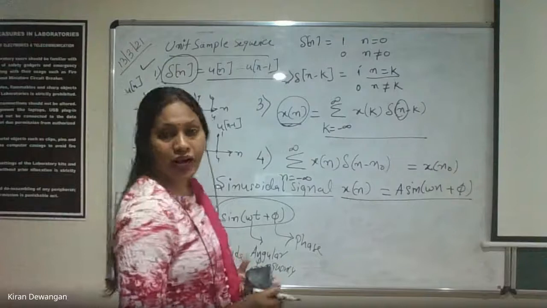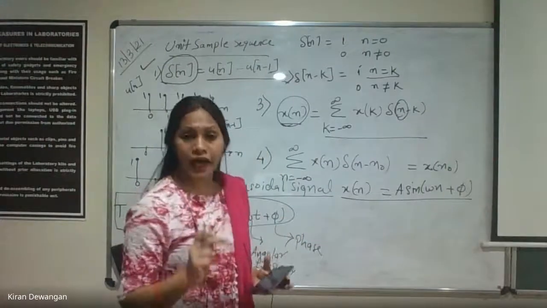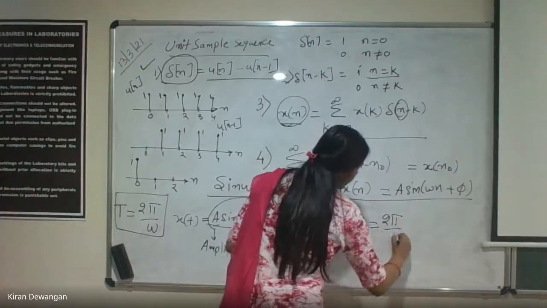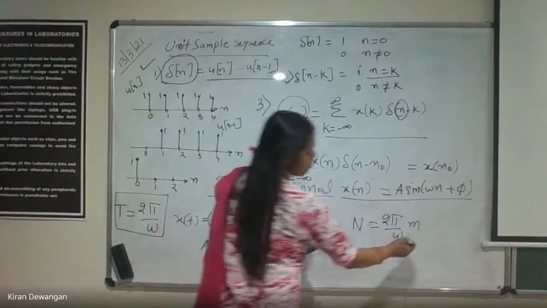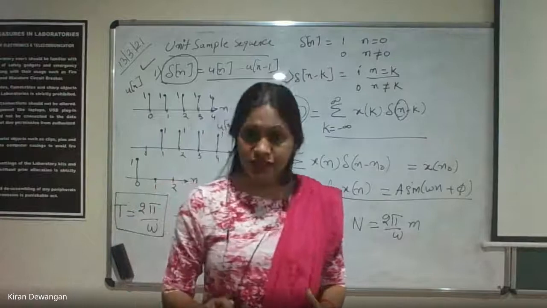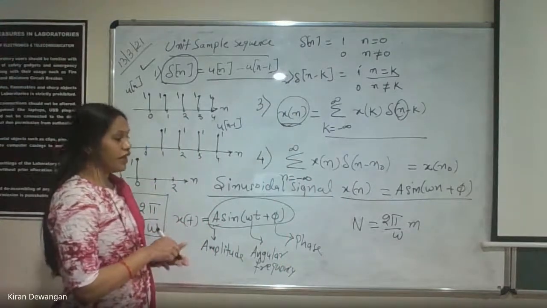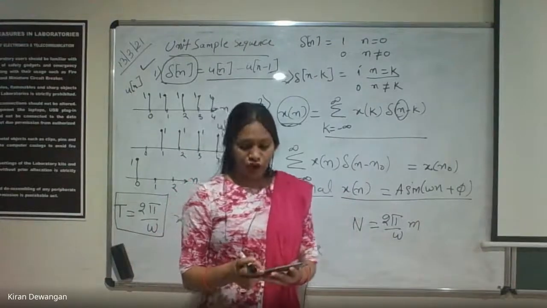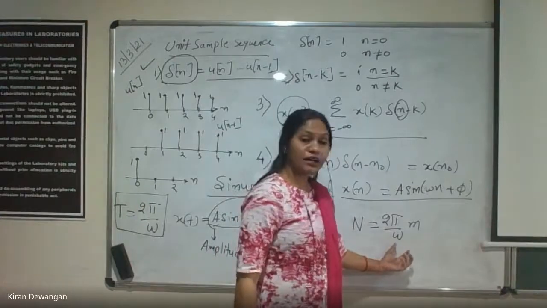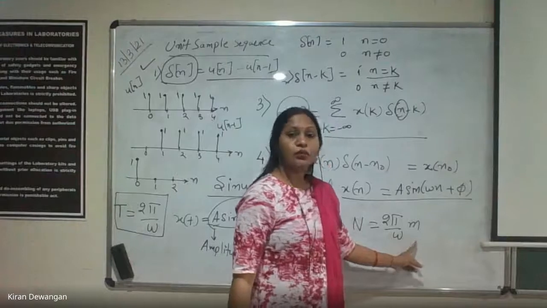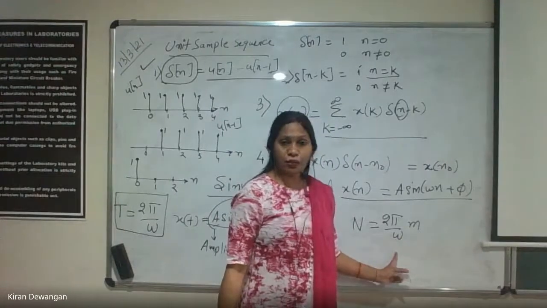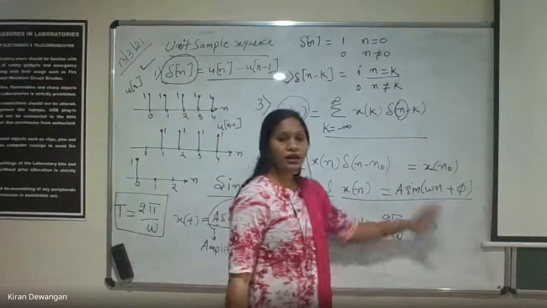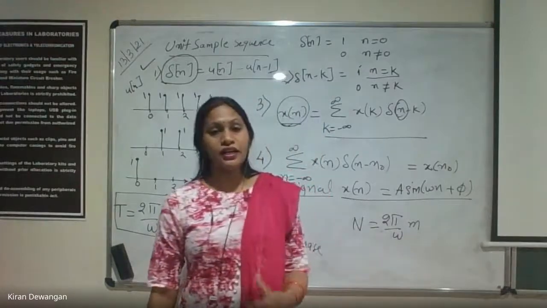So it will be A sin(ωn + φ), and the period of a discrete-time sinusoidal sequence is given by capital N, which is 2π/ω times small m. Now why is this small m present? Only because it is discrete, and we cannot take any value as the time period, because these are samples. This is the discrete plot, and a discrete plot can have values only at particular points. So there's an m present, which is multiplied by the entire 2π/ω. Clear? Now this m makes it a complete integer value, so that we can have a proper time period for the discrete sinusoidal signal. Clear?